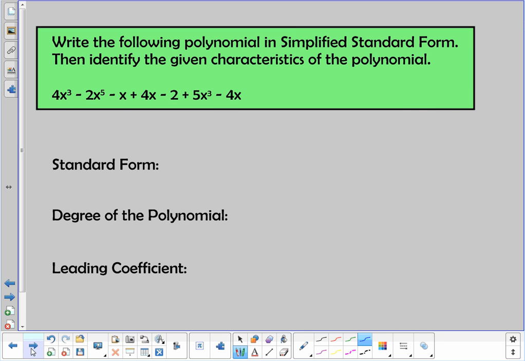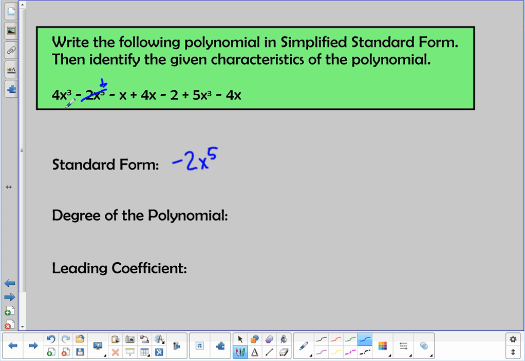And the last one, 4x to the third minus 2x to the fifth minus x plus 4x minus 2 plus 5x to the third minus 4x. Holy cow, lots of terms. I start with the largest power. So I have 3, 5, 1, 1, constant, 3, 1. My largest power is 5. So I'm going to start with that. It's by itself. There's no like terms, so minus 2x to the fifth stays out front.